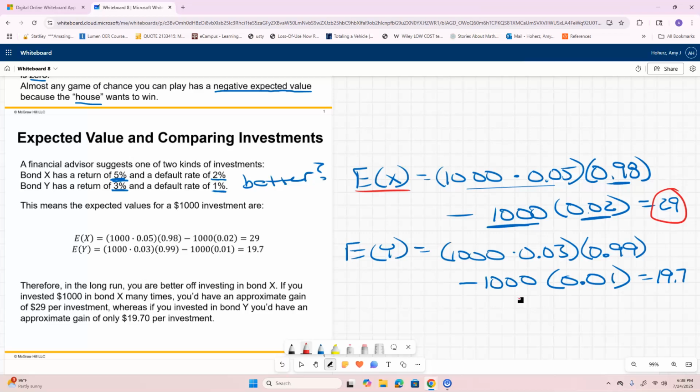Now, does that mean you necessarily buy bond X? Maybe not. Maybe you say, okay, that's great. I do have a better expected value, but I'm going to go with the less risky bond, even though it has a lower return rate. But theoretically, statistically, mathematically speaking, bond X is a better investment.